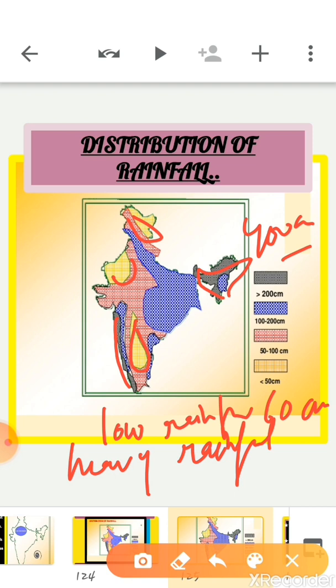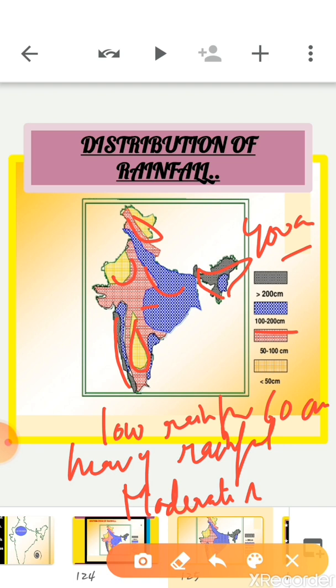Now the third one is the areas of moderate rainfall. An annual rainfall between 100 centimeters and 200 centimeters is received by Madhya Pradesh, Odisha, Bengal, Bihar, eastern Uttar Pradesh, northeastern Punjab, eastern parts of Tamil Nadu and eastern slopes of the Western Ghats.